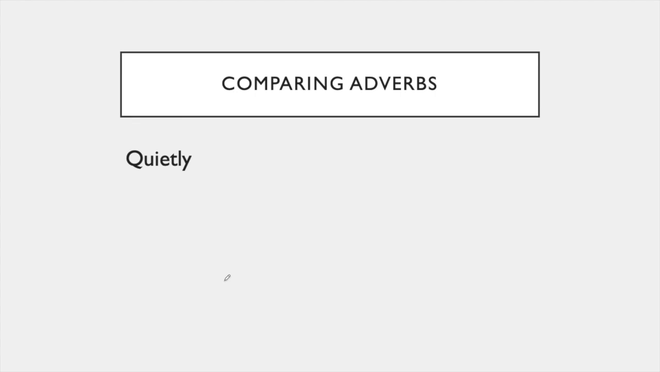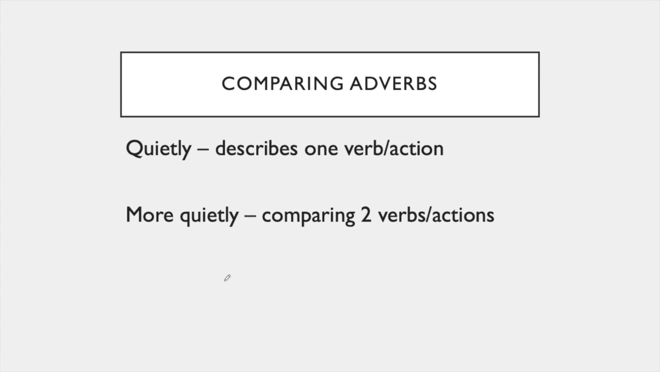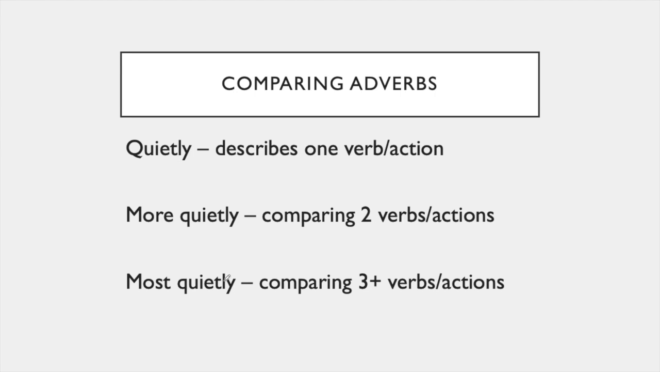So let's look at quietly. If an adverb ends in ly, we can't add er and est to the end. We couldn't say quietly, quietlier, quietliest. That doesn't sound right. So there's another way that we do this. Quietly would describe one verb or action. More quietly would describe or compare two verbs or actions. And most quietly would help us compare three or more verbs or actions. So sometimes when we have adverbs, we add more and most to the beginning to help us compare.